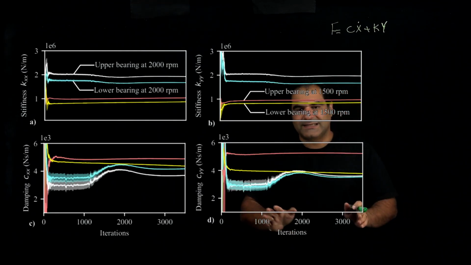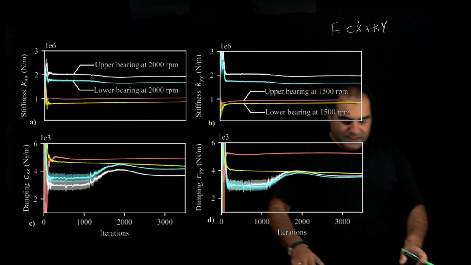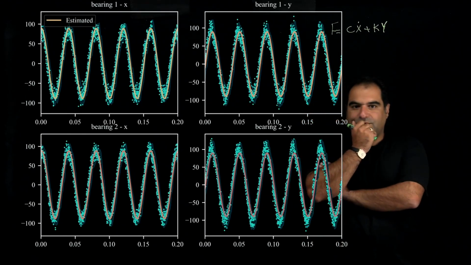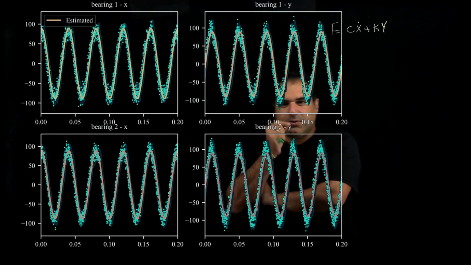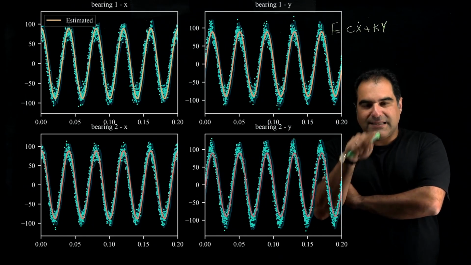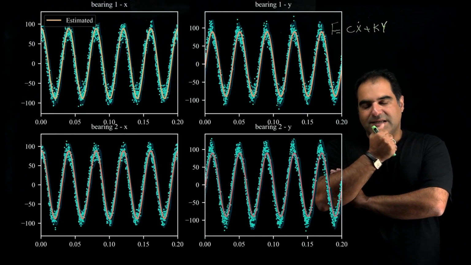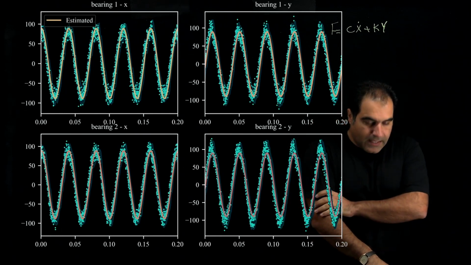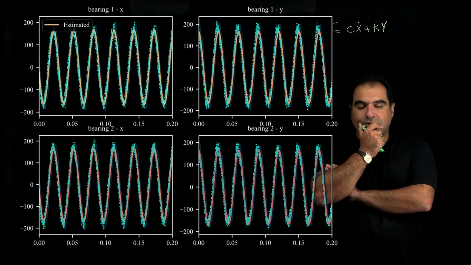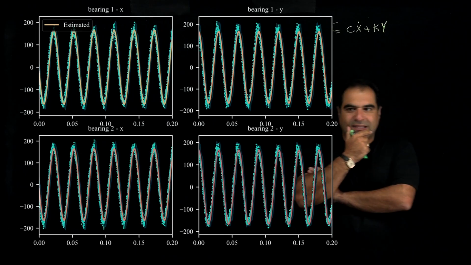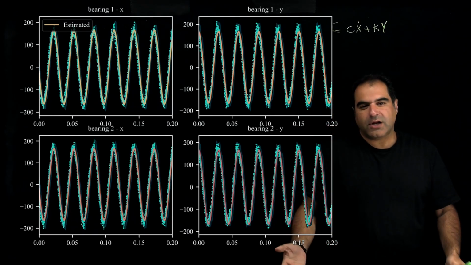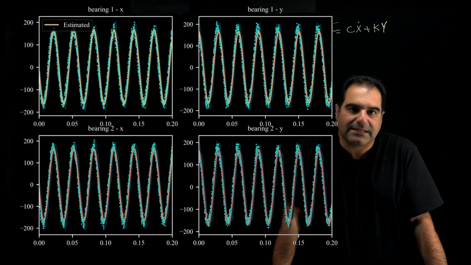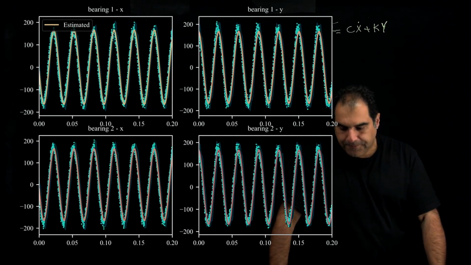And using these estimated states and parameters, we reconstructed the bearing reaction force. As you see here, the blue dots are the measured values, and the line is the estimated or reconstructed force value. This is for 1500 RPM, and this is for 2000 RPM. And as you see, for 2000 RPM, the bearing reaction force is more than for 1500 RPM, and this is exactly what we expected.